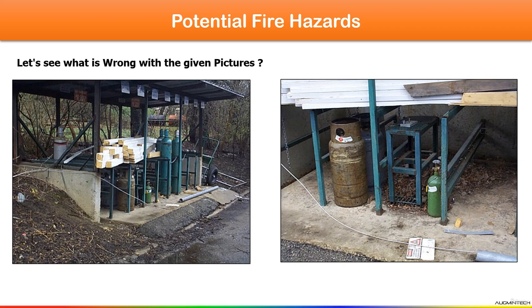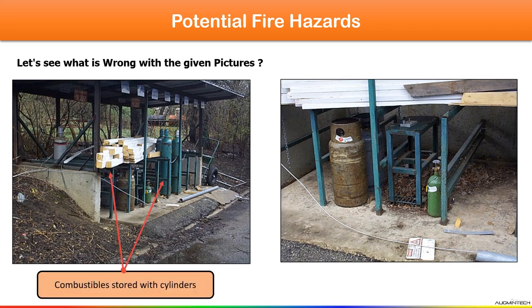Now see, in this first picture what happened? Here we have combustible material and a cylinder. This combustible material is stored with the cylinder. So what is our target? We have to keep this solid combustible material away from the cylinder. So you can eliminate the fire hazard in this way.